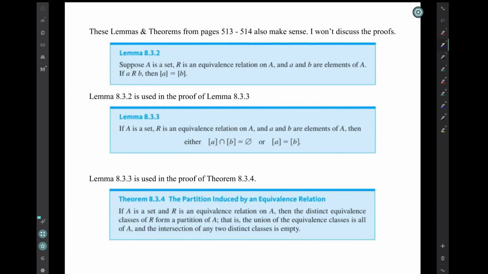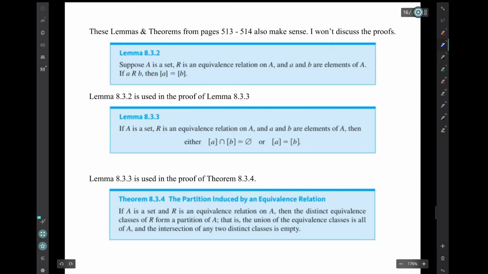These lemmas and theorems from the chapter make sense. I won't discuss the proof. Suppose you have an equivalence relation on set A, and little a and little b are elements of set A. If a is related to b, then the equivalence class for that element a is exactly the same as the equivalence class for element b. What you have to make sure that you have straight here is that this is not saying that a and b are equal. a and b are elements of the set A. They are not necessarily the same element. They're just simply elements that are related. But their equivalence classes are equal.